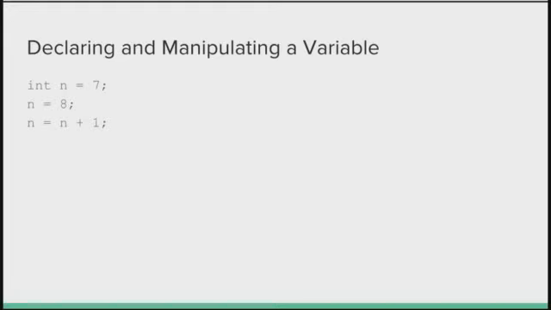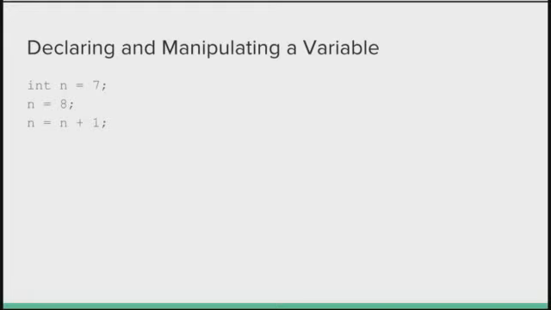Now you see another operation here. It's a little bit more complicated. You're going to start reading this on the right side. The first thing it's going to do is see the n on the right side of the equal sign, and it's going to read that out of memory. So it's going to pull 8. It's going to see 8 plus 1, and that's going to evaluate to 9.